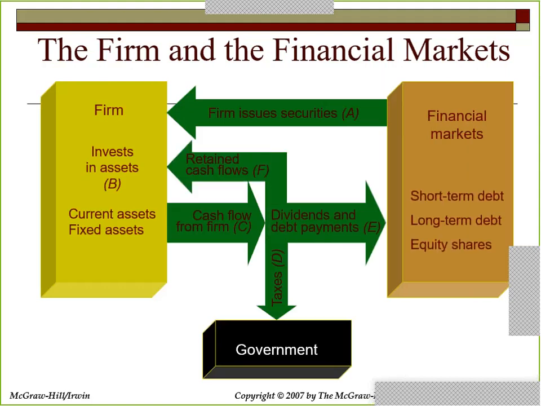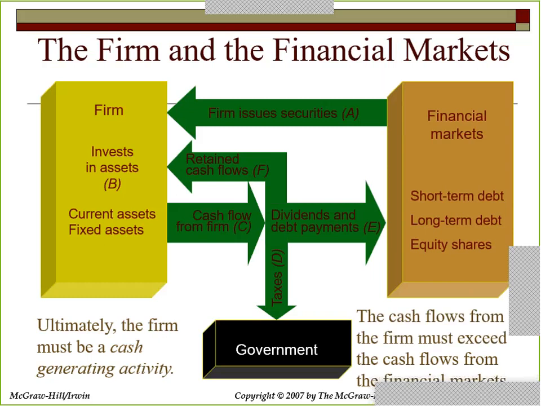So let's get a really complicated chart just to confuse everyone. The firm and financial markets. The firm basically takes on issues of securities. The financial markets play a big role in what securities are accepted in the marketplace. The firm invests in assets. So once you've issued a bond or you've issued a stock, IPO, initial public offering, you've gotten money from the marketplace for those securities that you issued. You have to use that cash for something, so you invest in various assets.